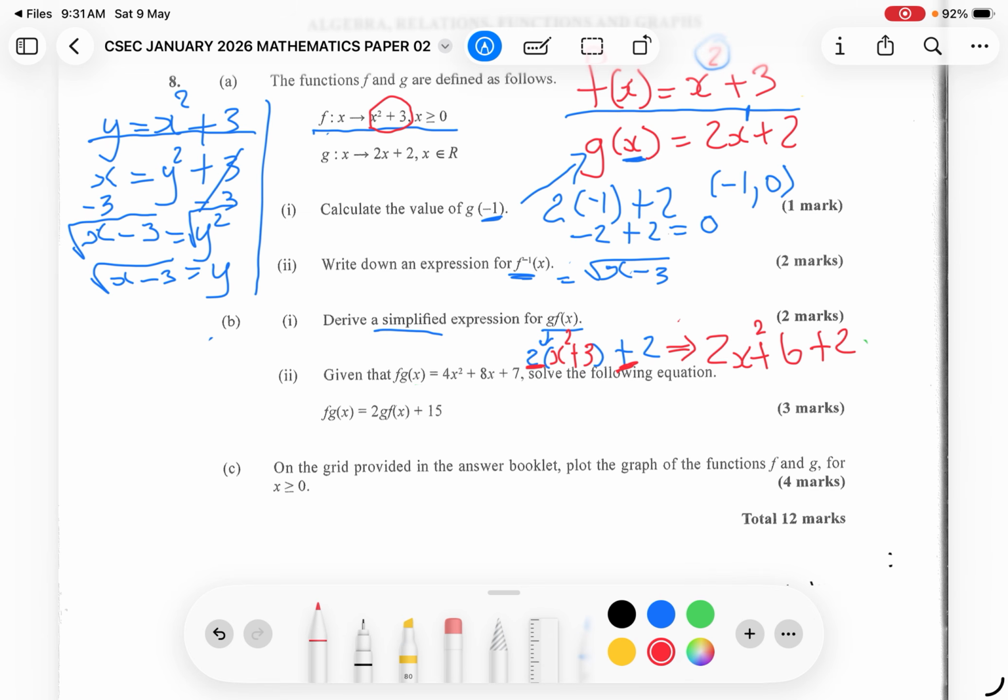Now that simplifies to become 2x squared plus 8. I can only add like terms, so the 2x squared is an independent term because it's not alike as the 6 and the 2, which are constants, so I can add those. Now the simplified expression is 2x squared plus 8. All right, we continue.